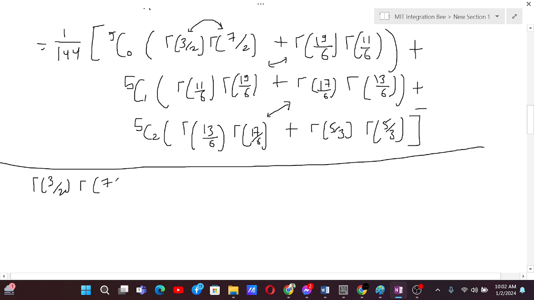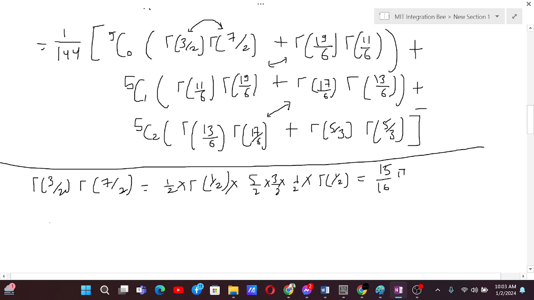For this one, we can first reduce this to lower terms. Gamma 3 by 2 equals 1 by 2 times gamma 1 by 2, and gamma 7 by 2 equals 5 by 2, 3 by 2, 1 by 2 times gamma 1 by 2. Now gamma 1 by 2 is root pi, so root pi and root pi will just be pi, and the other terms give 15 by 16, so 15 by 16 pi.